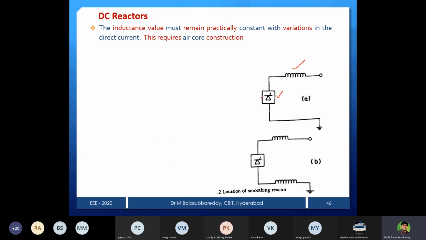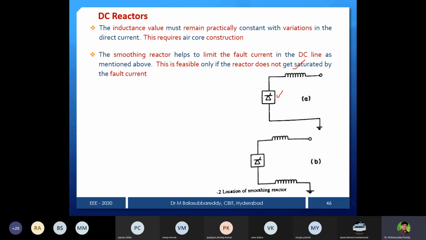Even though the current varies, the current has to pass through the reactor only because it is in series with the controller. This requires air core construction. The smoothing reactor helps to limit the fault current in a DC line, and this is feasible only if the reactor does not get saturated by the fault current.